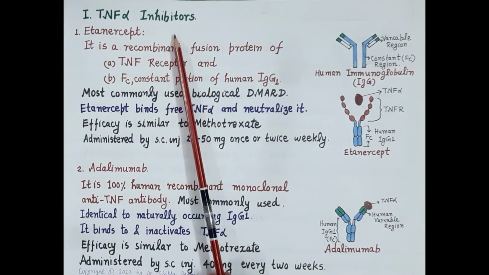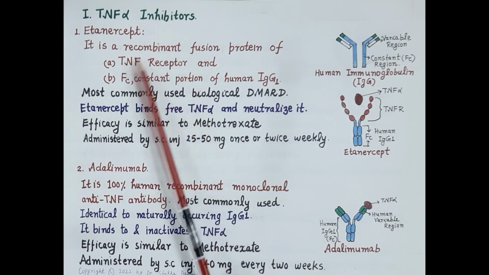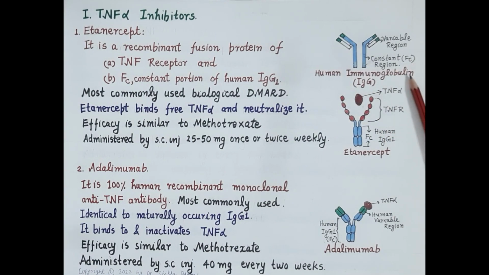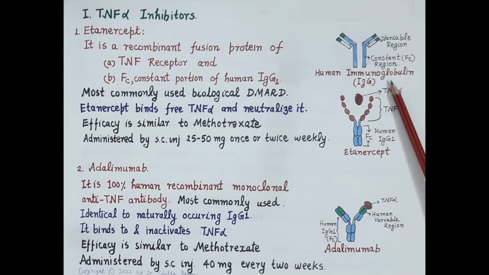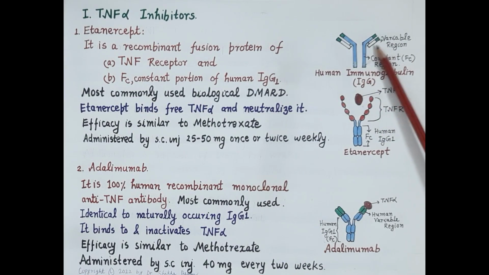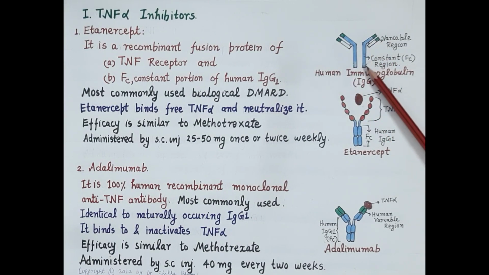Now, let's first discuss tumor necrotic factor alpha inhibitors. The first drug is etanercept. Now, look at this figure. It shows a structure of human immunoglobulin or IgG, that is, a structure of an antibody. This structure has two heavy chains and two light chains. This region in blue is the constant region, termed FC, and this region in green is the variable region.